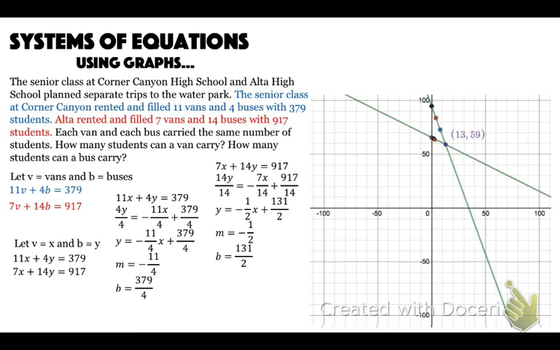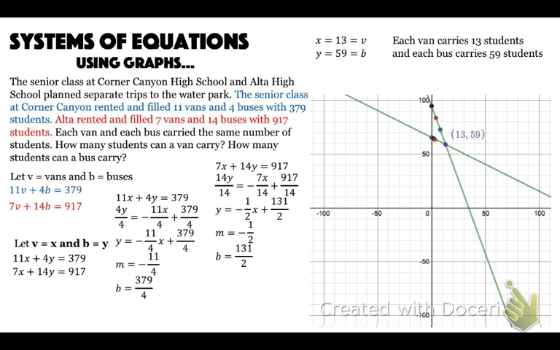We can see that they cross right there at 13 and 59. That means that x equals 13 and y equals 59. But we said that v equals x and b equals y, so that means that 13 equals v and 59 equals b. So that means that each van carries 13 students and each bus carries 59 students.